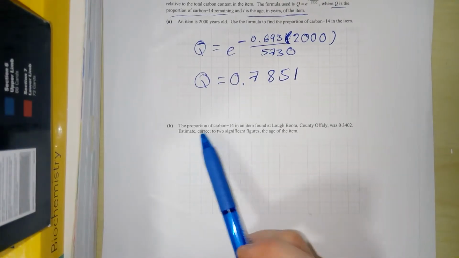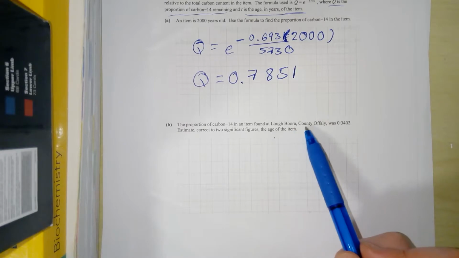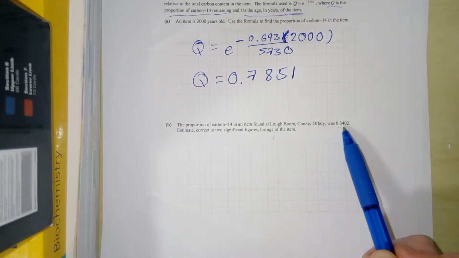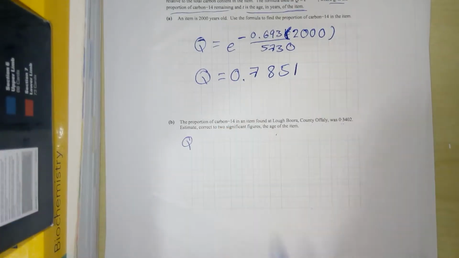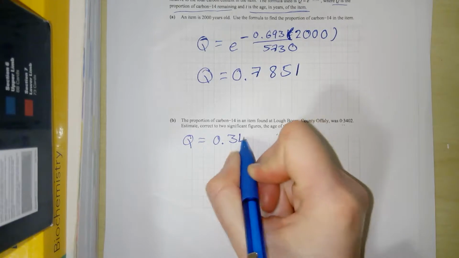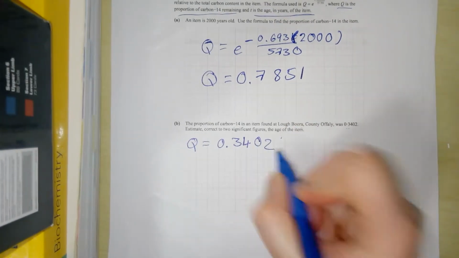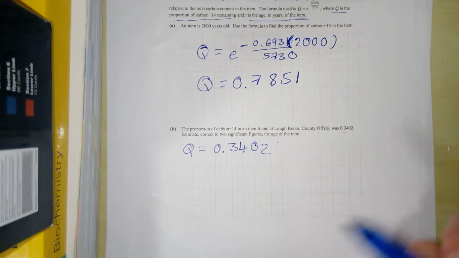Then in the next one, we're given that the proportion of carbon-14 in an item found at Loughborough, County Offaly was 0.3402. So Q is the proportion of carbon-14 left. In this case, Q is equal to 0.3402. We're asked to estimate, correct to two significant figures, the age of the item.